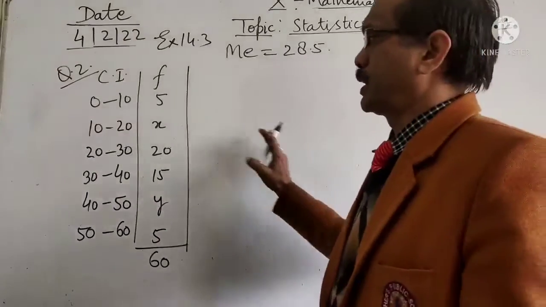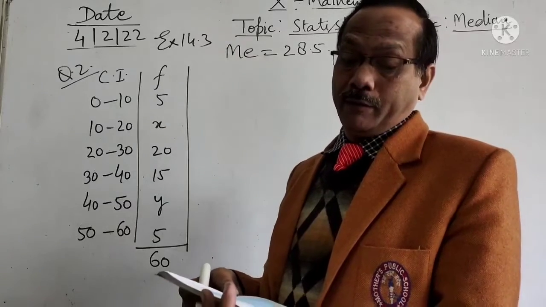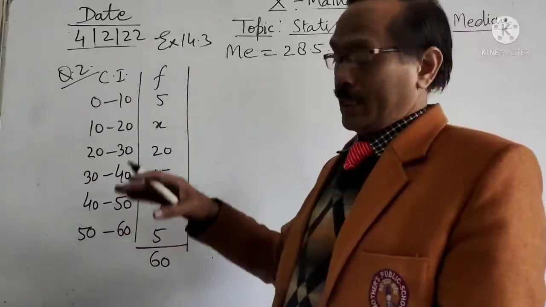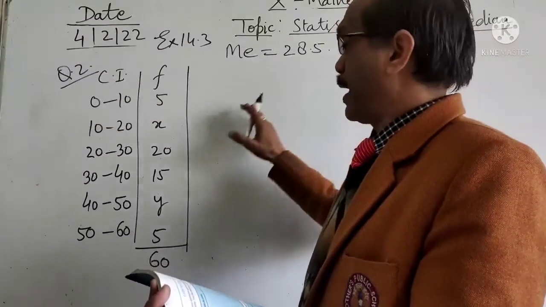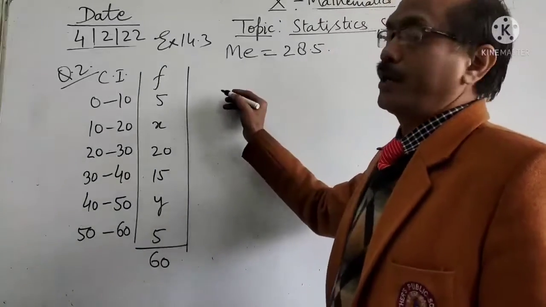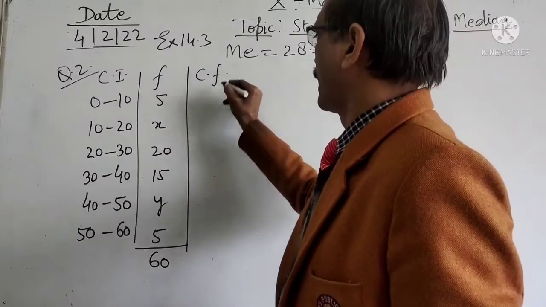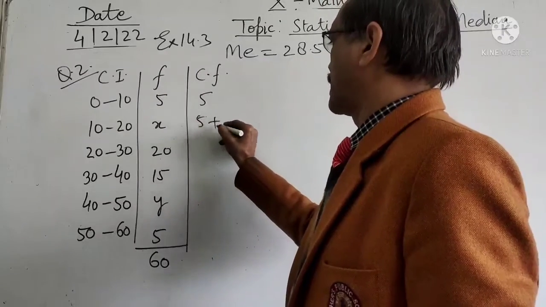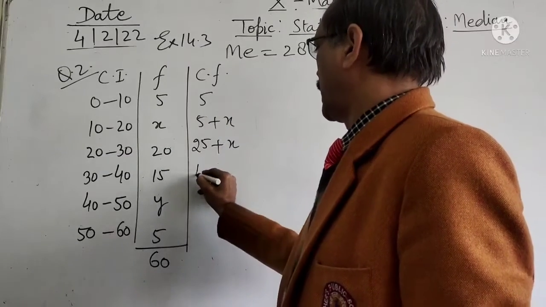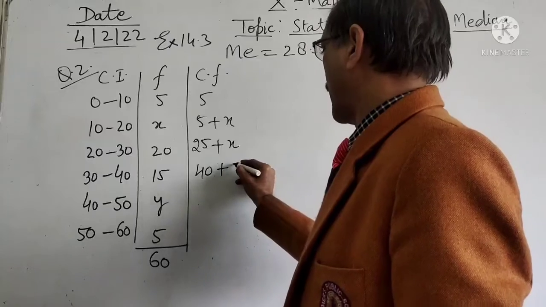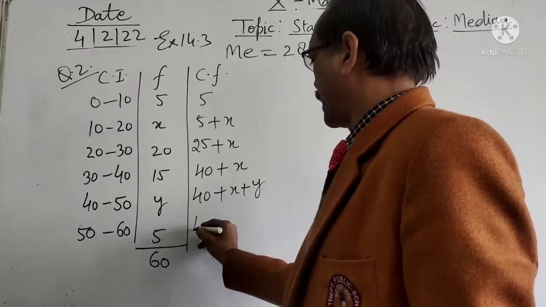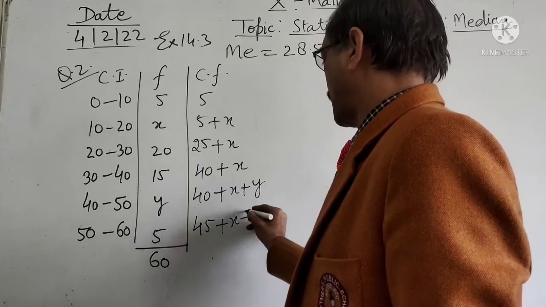Dear student, next is question number 2. If the median of the distribution given here is 28.5, find the values of x and y. So we will find the cumulative frequency first. It is 5 plus x, then 25 plus x, then 40 plus x, then 40 plus x plus y, then 45 plus x plus y.